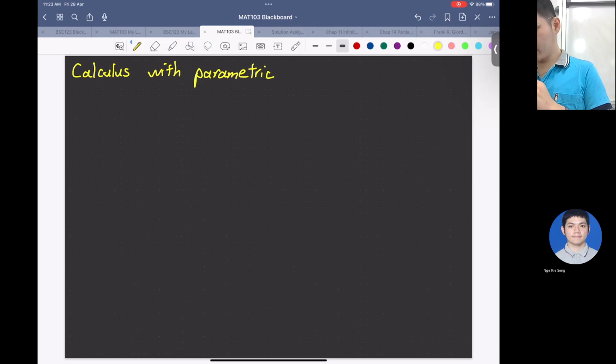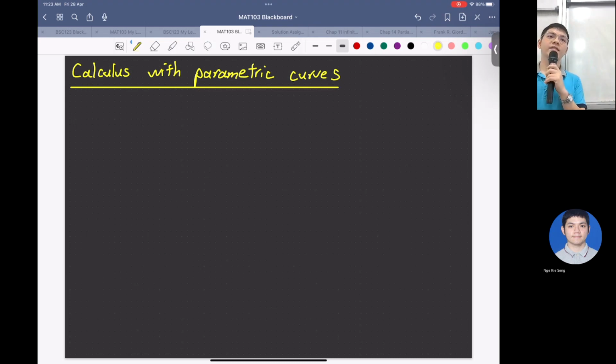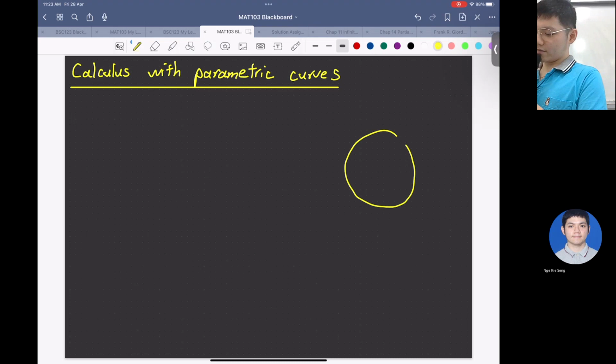So when we talk about these parametric curves, you should always have an example in mind. What example should you think about? Circle, very good. I think that's one of the two examples we talk about. A unique circle.